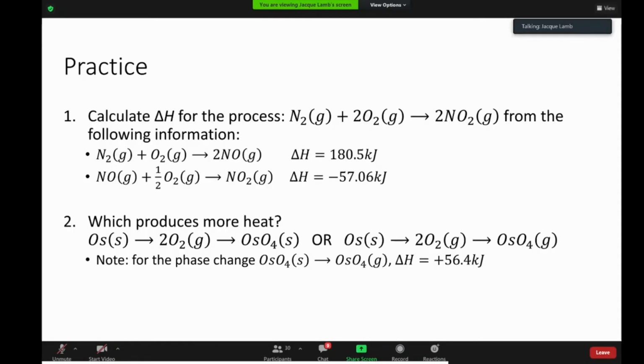Okay, so that was the first one. Second question here: which produces more heat? This is a combustion of osmium. In the first one, you have a combustion of osmium forming solid osmium oxide, and in the second one, it's forming a gaseous product. Which of those do you think produces more heat? In other words, which one has the greater delta H? The gas one? Greater negative delta H.